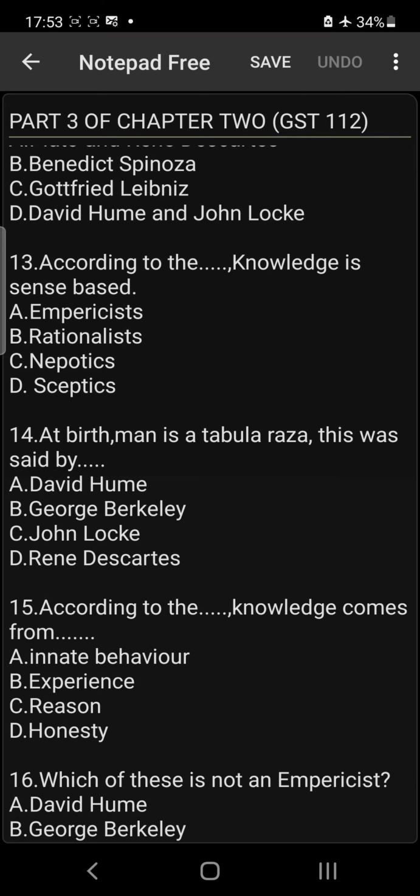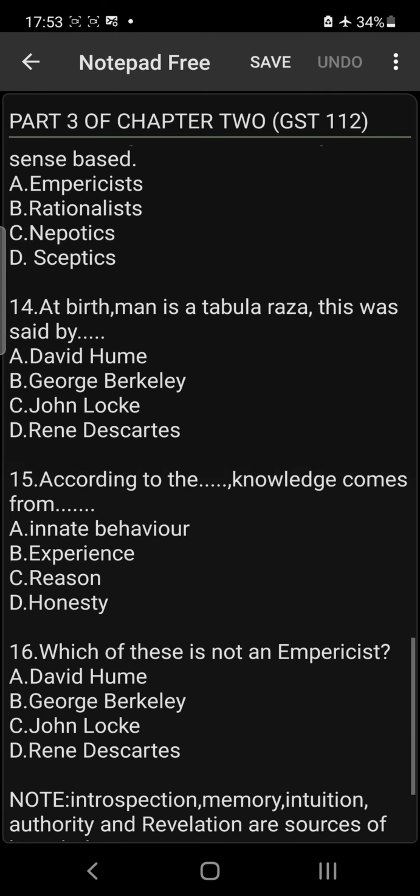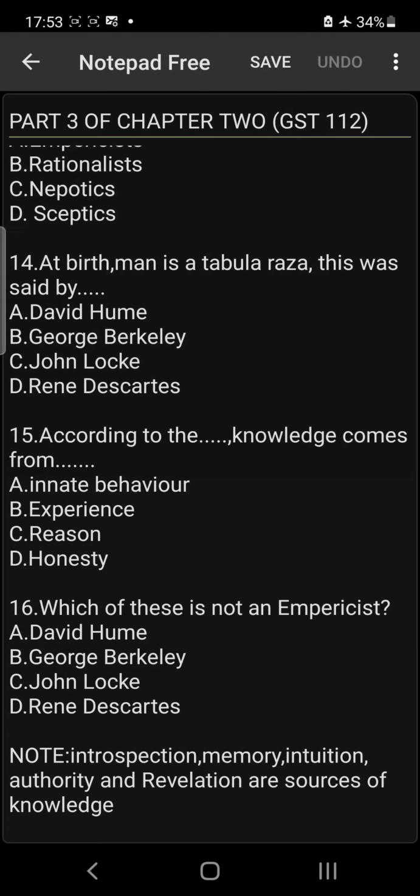Number 13, according to the empiricists, knowledge is sense-based. According to the empiricists, knowledge is sense what? Based. Number 14, at birth, man is a tabula rasa.